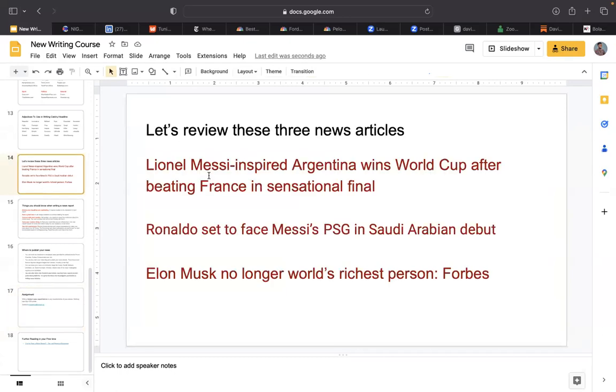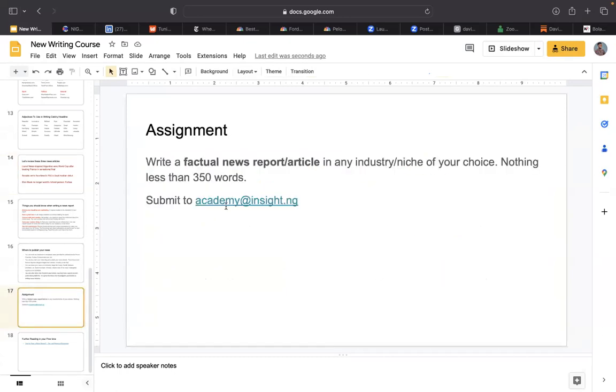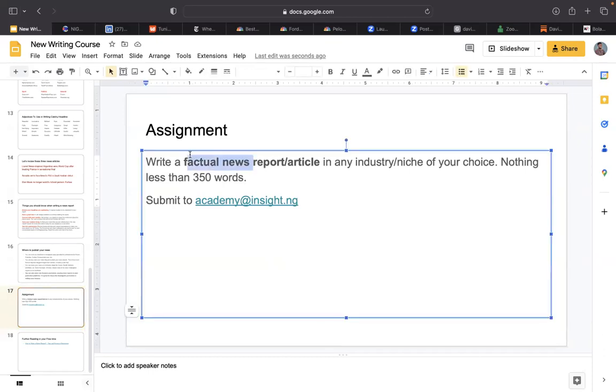Before we go into analyzing this, which is going to be another video, just note the assignment. Write a factual news report, an actual, real news, not fiction, or an article in any industry of your choice, nothing less than 350 words. If you are writing on the business world, make sure you're writing news related to business. If you are writing news related to health, make sure it centers on health, and use the terminology related to the industry. And then submit it.